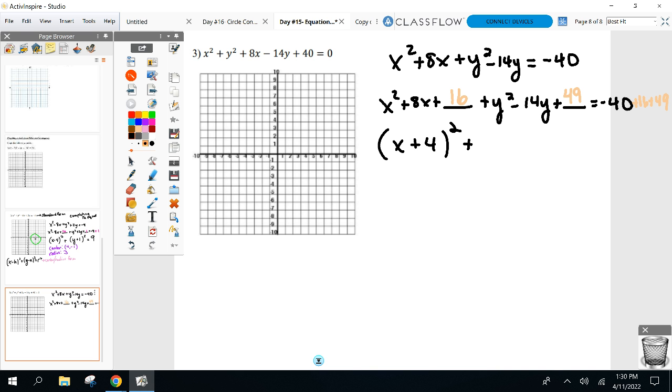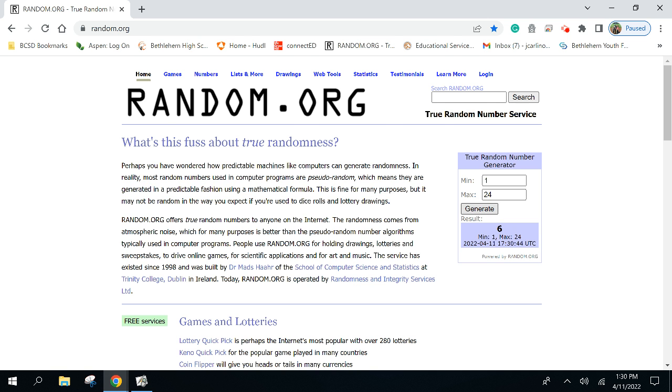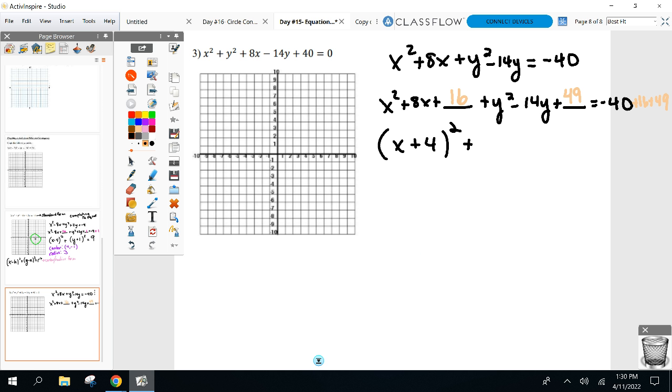How about factoring y squared minus 14y plus 49? Two numbers that multiply to 49 but add to -14. Y minus 7, y minus 7, all squared. And then over here I should have 25.